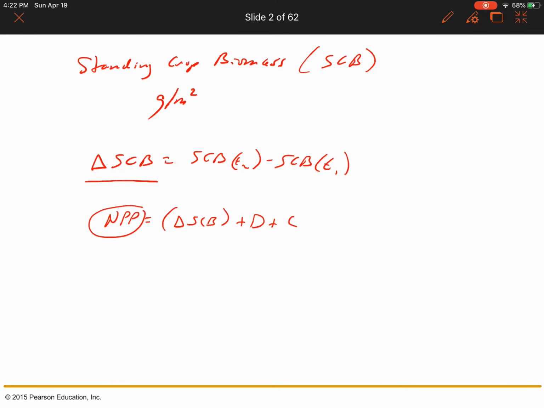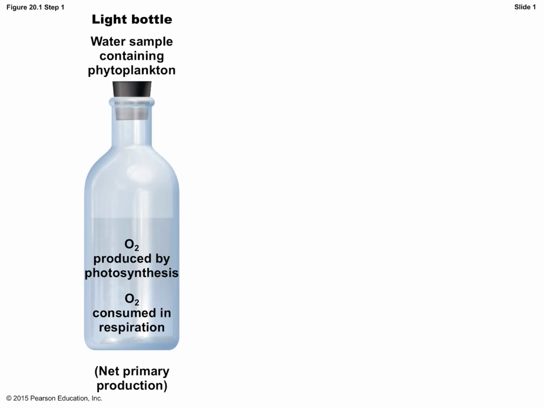There's not going to be any photosynthesis in the dark bottle because there's no light, only respiration. So dissolved oxygen will decline, and that dark bottle is going to give us an estimate of respiration. The difference between the oxygen values in the two bottles estimates the total photosynthesis, or the gross primary productivity. Let's take a look.